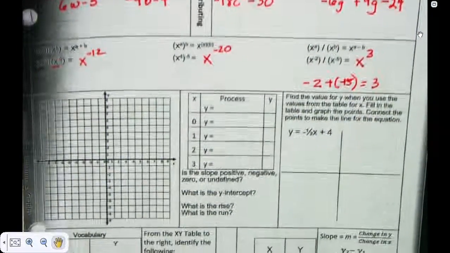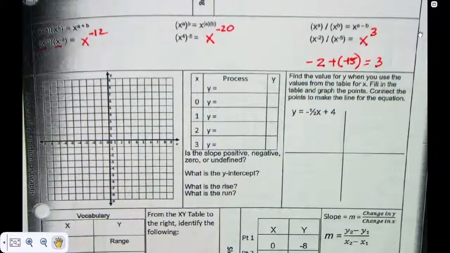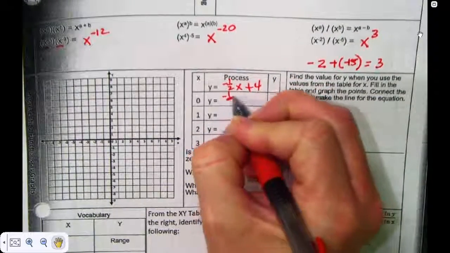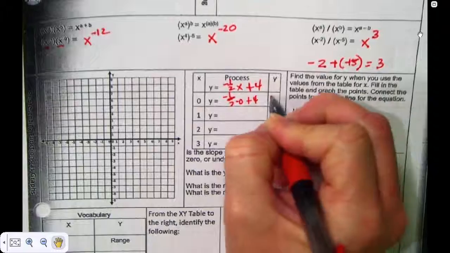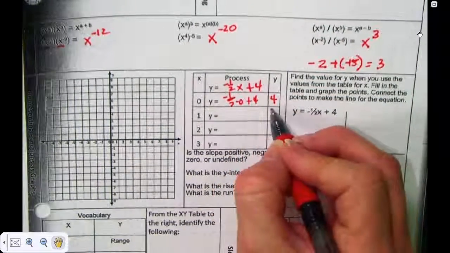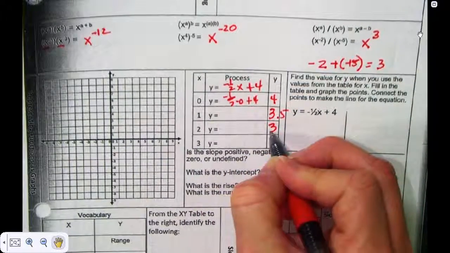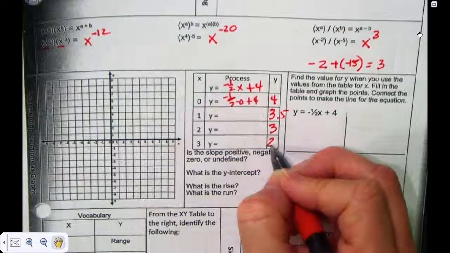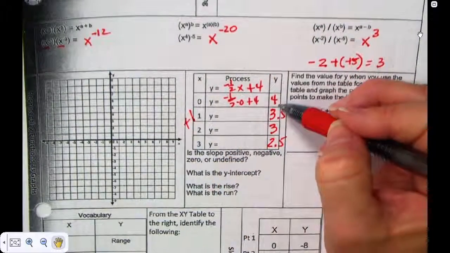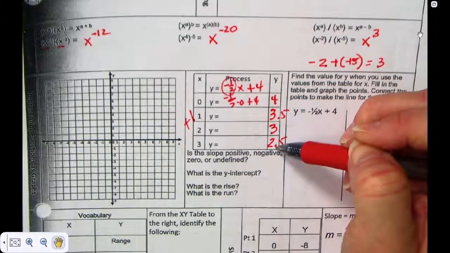Boy, this next row, this should have been simple. Okay, so negative 1/2 x plus 4. Negative 1/2 times 0 plus 4 is 4. You're going to multiply by 1. I'm not going to write it down. You're going to get, good, and multiply by 2. 3, multiply by 3. Okay, this is going up 1, isn't it? So the pattern you can use, that's going to be going down 1/2.